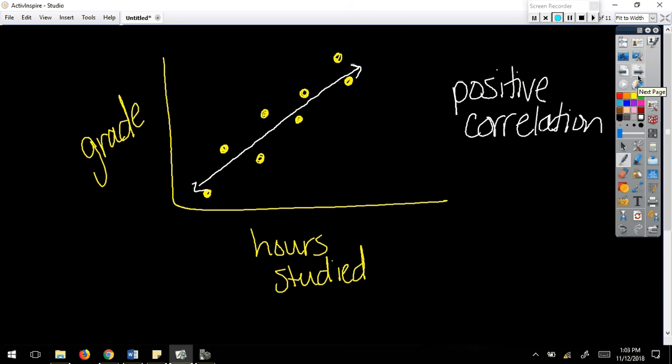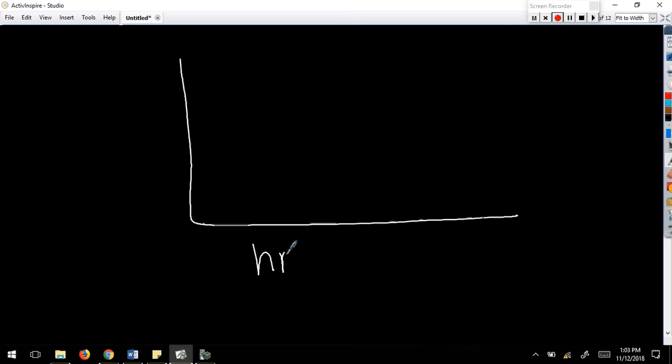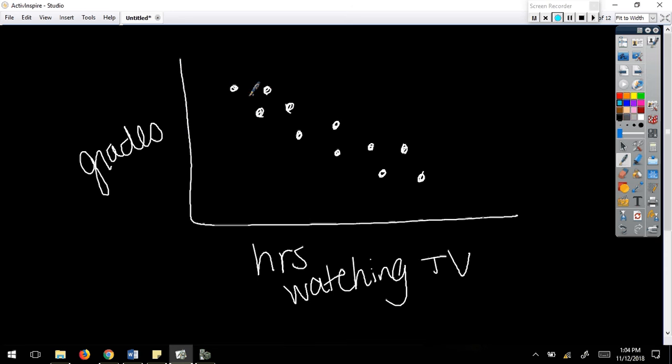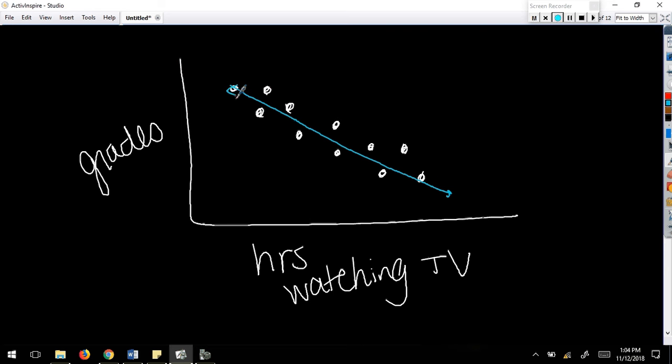Let's look at if I compare, rather than hours studying to test scores, hours watching television to test scores, we'll say grades. Okay. And let's say I noticed a pattern that looked like this. And I'm not putting specific values on here, we'll get to that shortly. But I want you to describe the correlation, if there is any correlation, in this set of data. So I hope you notice it looks like a line with a negative slope, which would indicate negative correlation. Okay, so that's correlation.